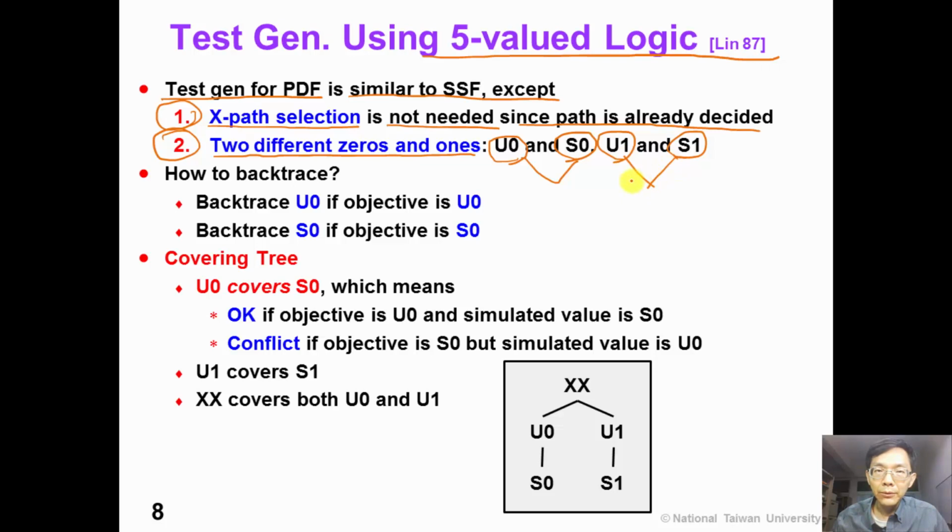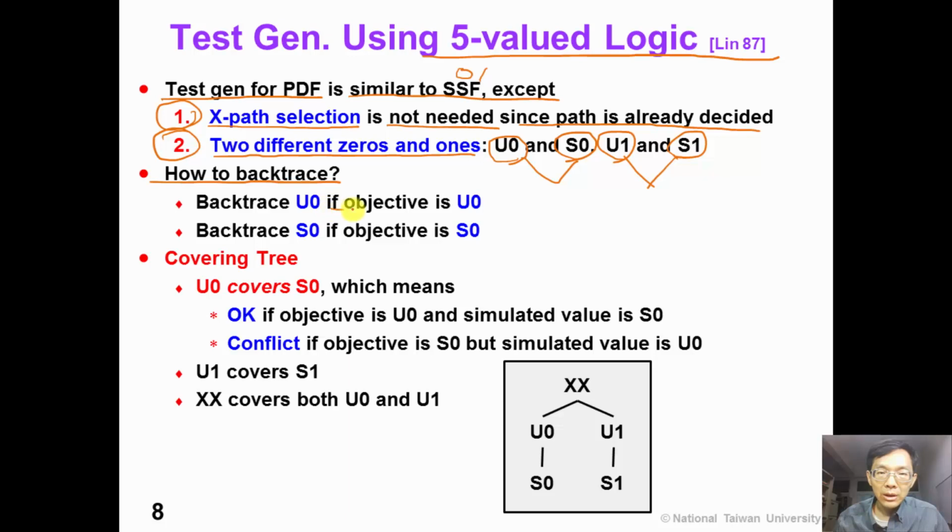This is different from single stuck-at test generation, where we have only a 0 and a 1. So in this sense, path delay test generation is more complicated than single stuck-at test generation. So how are we going to backtrace if we have two different zeros and two different ones? The rule is very simple.